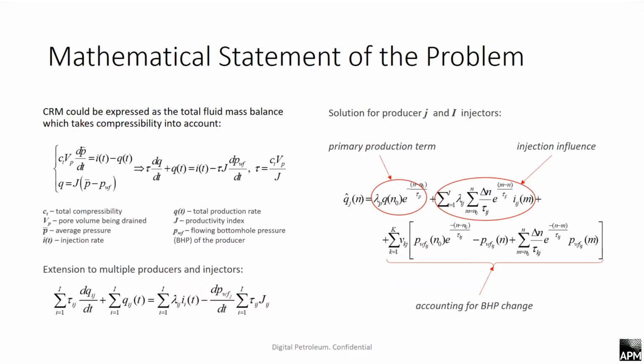This is the main equation of the capacitance resistance model, which is derived out of two main hydrodynamical equations. They are the mass conservation law and Darcy's law. So this system gives us a differential equation which has an analytical solution. We have tau and lambda coefficients there, where the tau coefficient reflects fluid storage between well pairs, and the lambda coefficient describes geological connectivity between well pairs.